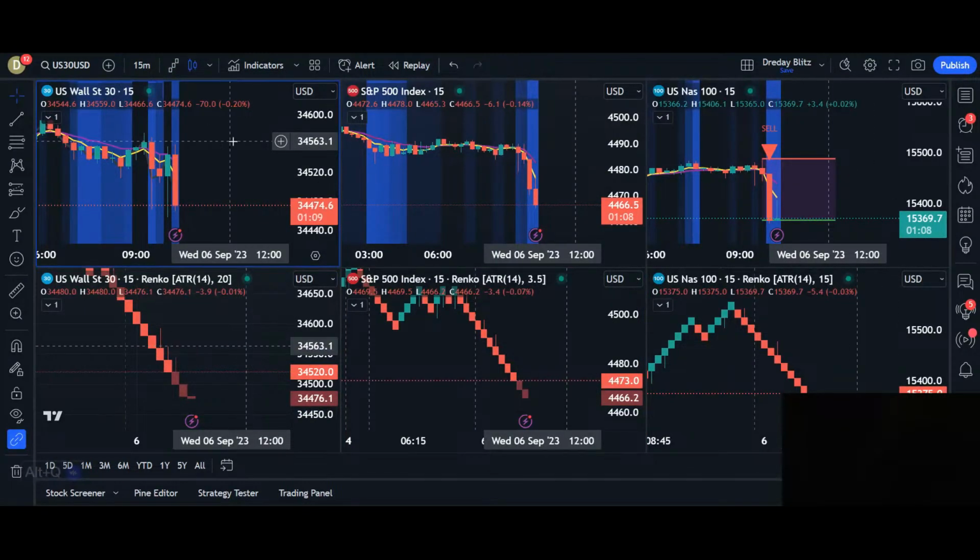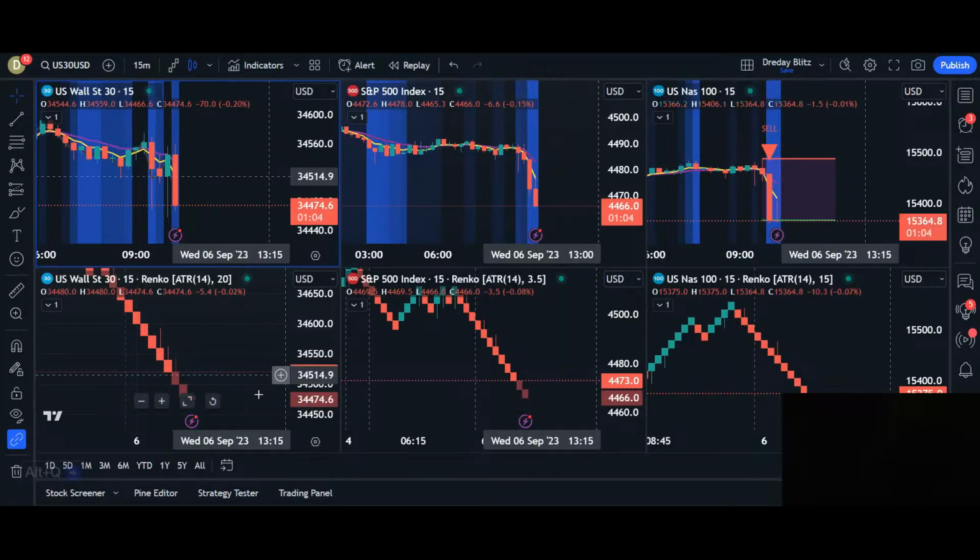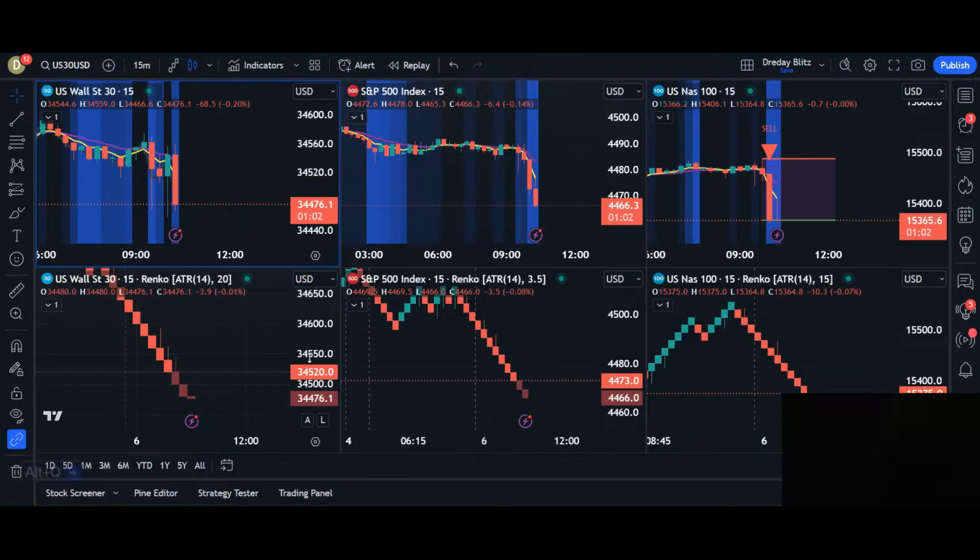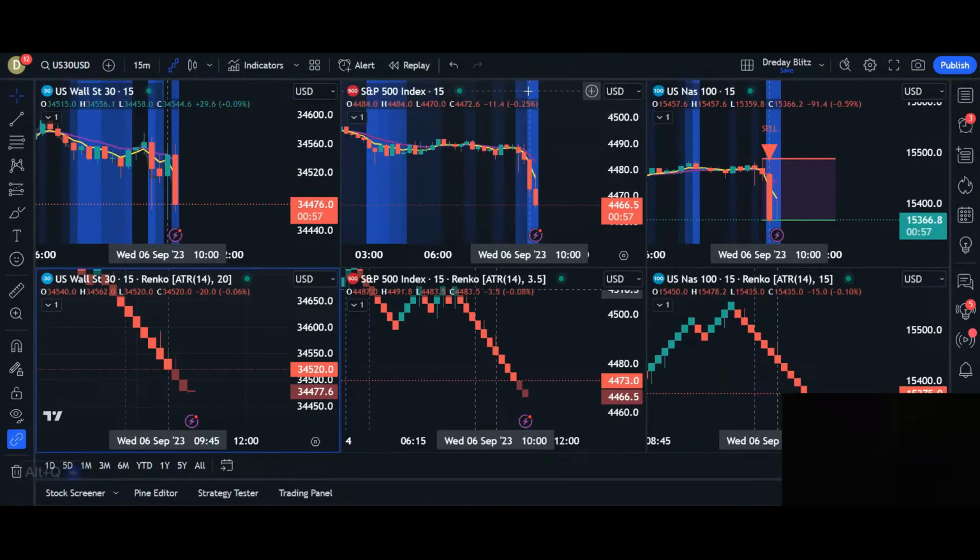So we have a good push down on US30 right now. And as you can see, the Renko bars are still pushing down. So that's perfect. Same thing for S&P 500 and Nasdaq.